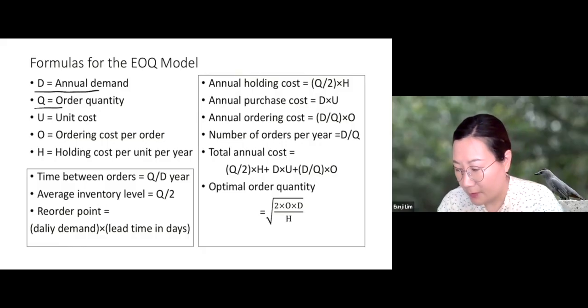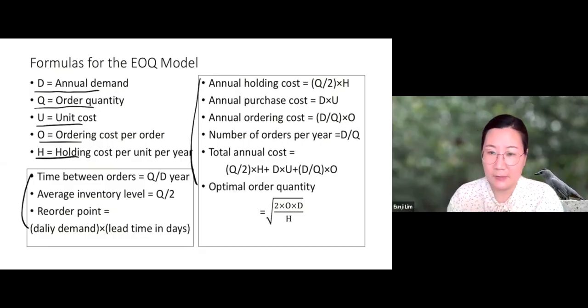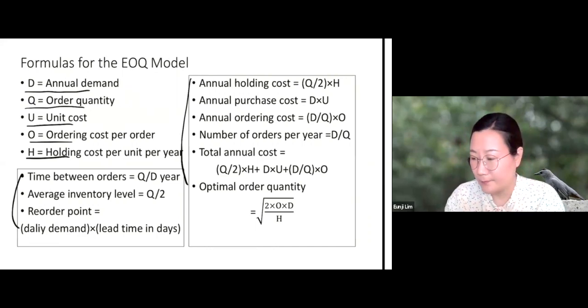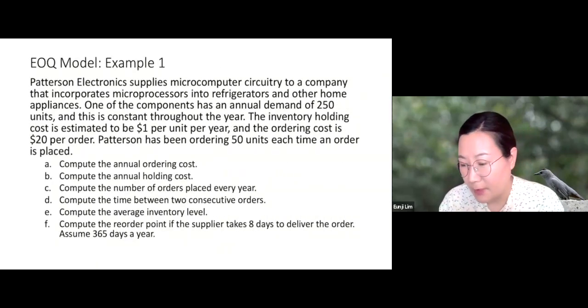D is the annual demand, Q order quantity, U unit cost, O ordering cost, H holding cost, and you can use these formulas to find these quantities. Let's try a couple of exercise problems.